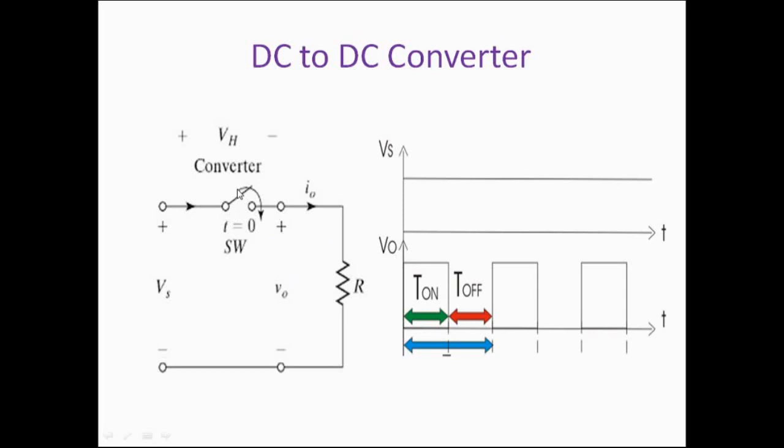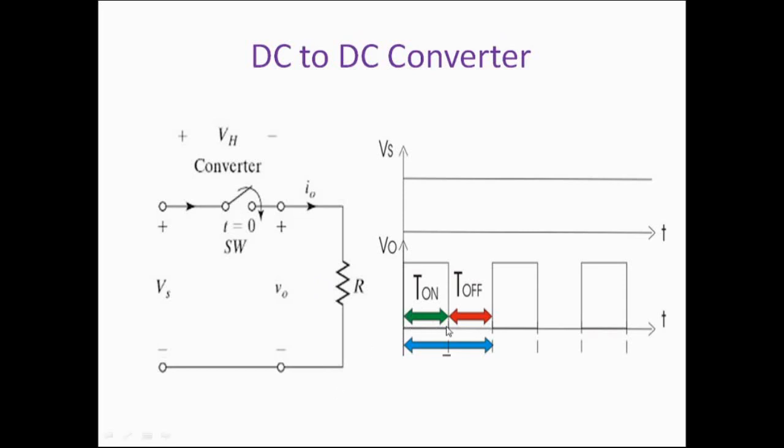Assuming that we have already closed the switch from the beginning, that's the reason for 0 to Vs. If you open the switch for the next duration, you will get 0 here because it is open. The load is not at all connected to the source. So what is the load voltage? The load voltage is 0.